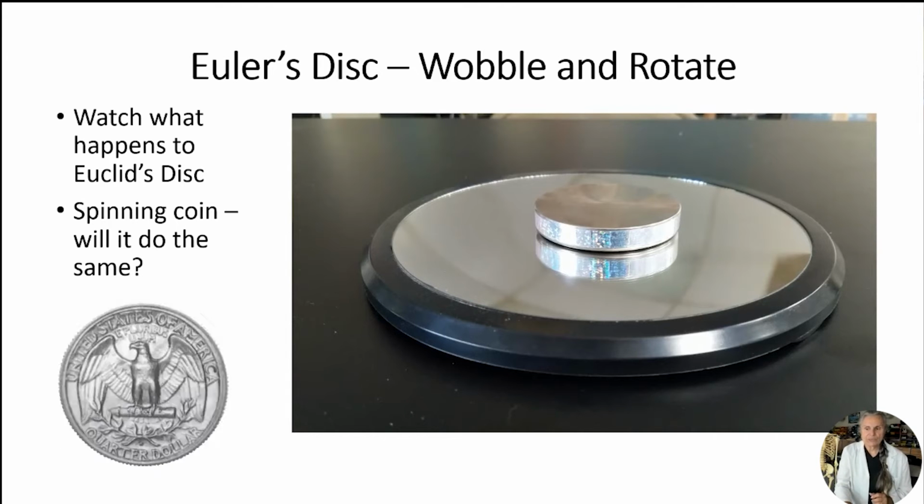Like I said, you can do this with a quarter. You just spin it and you can watch it. It won't spin forever like I have it up there, unless you are in anti-gravity.